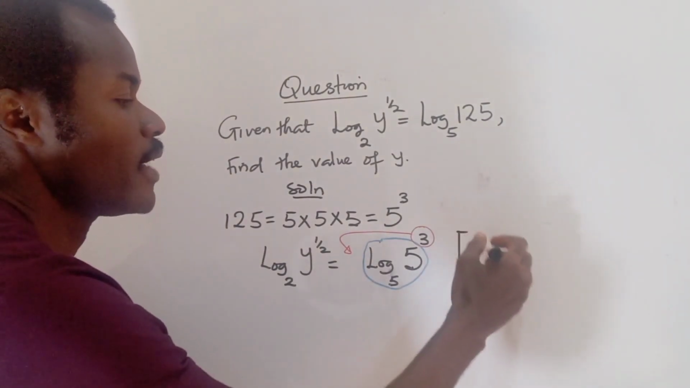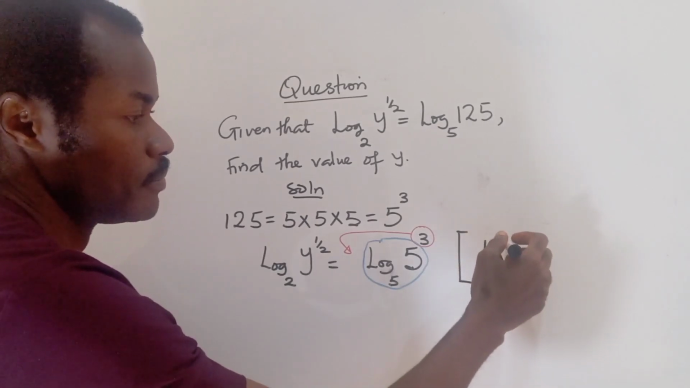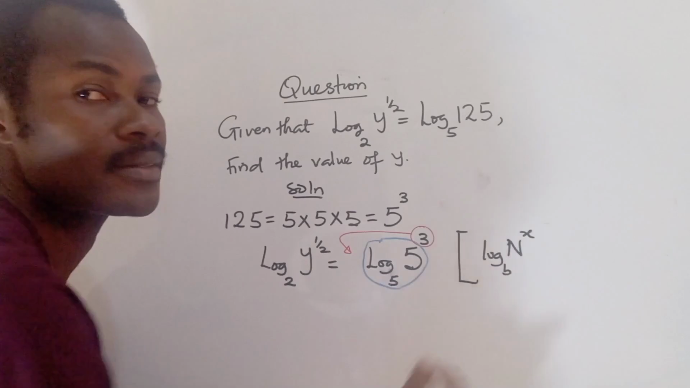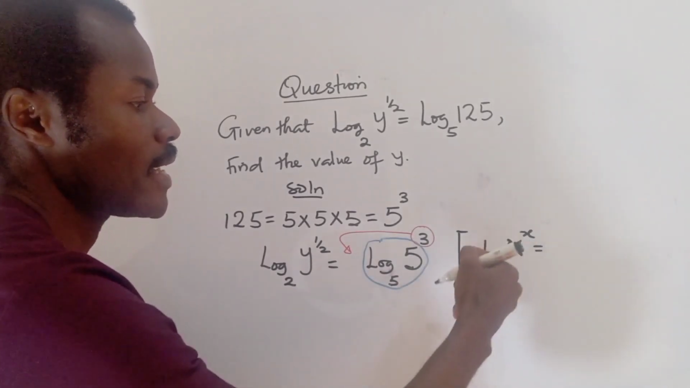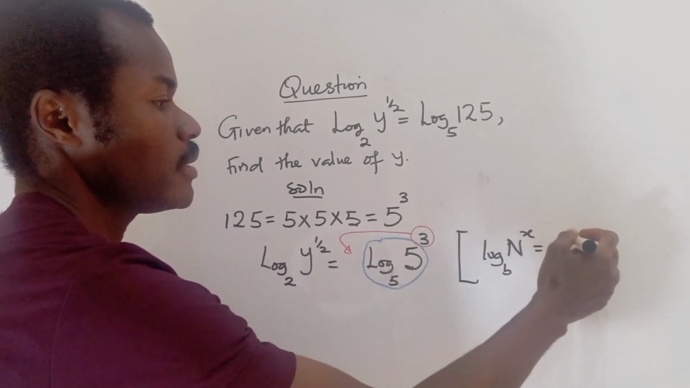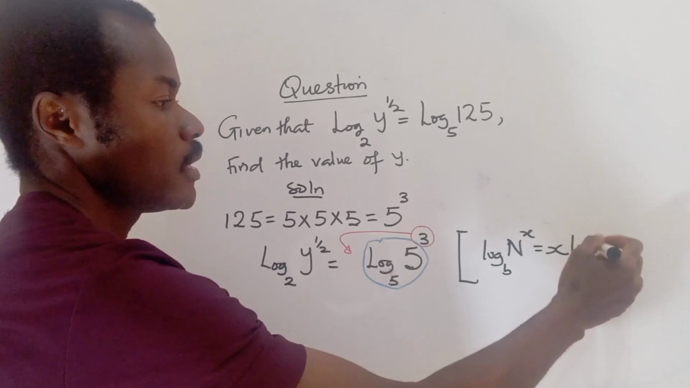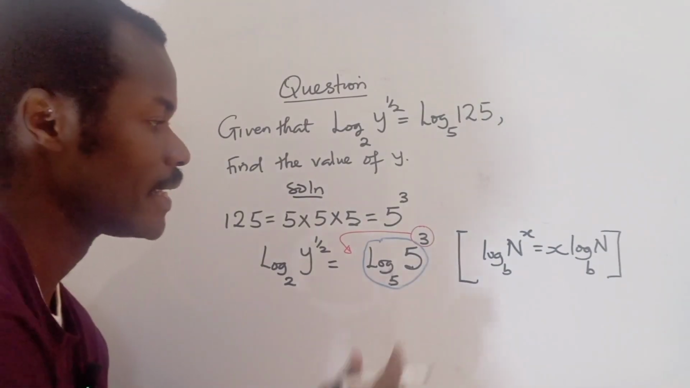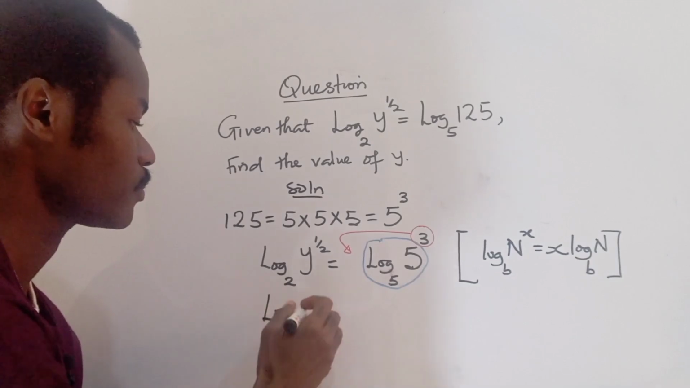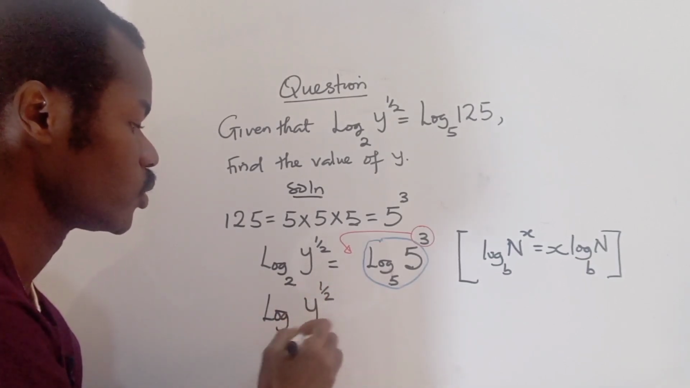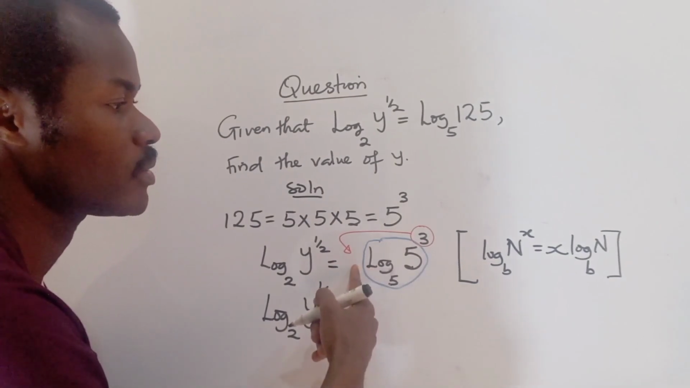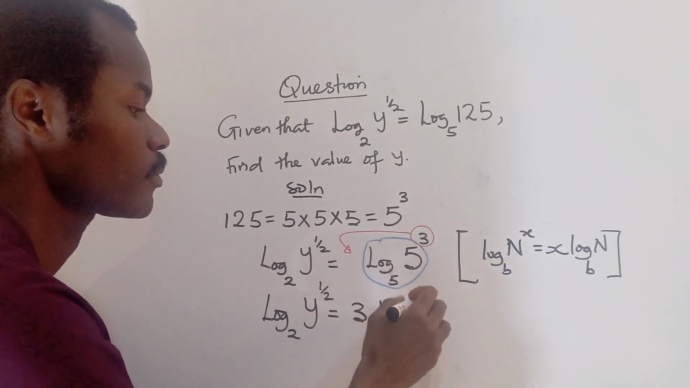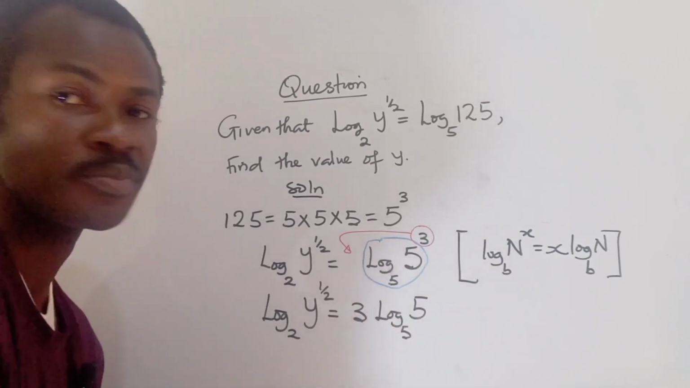So for the power of number law, if I have log n to the power of x base b, it means this x can come down to multiply all these, so x multiplied by log n base b. We are going to apply that here. So we have log y to the power of half base 2 is equal to, this 3 comes down, 3 multiplied by log 5 base 5.